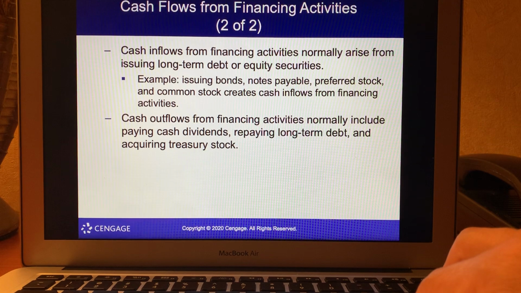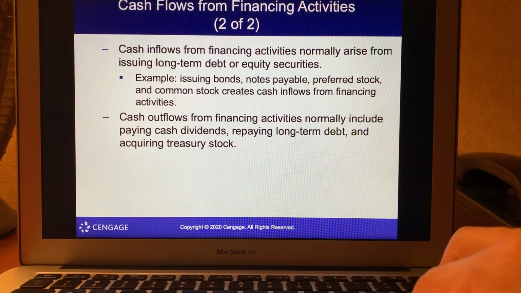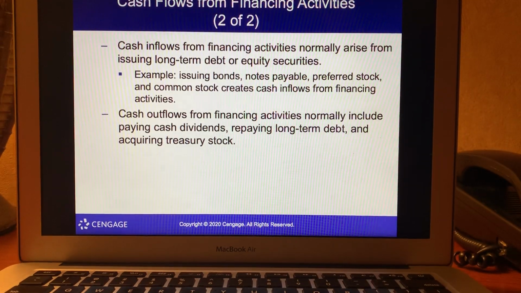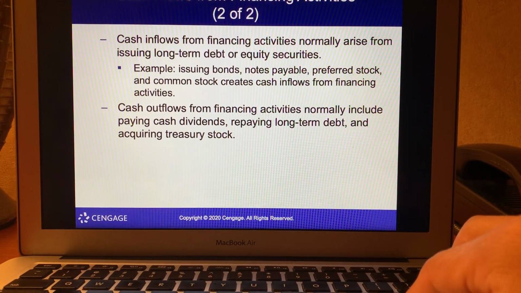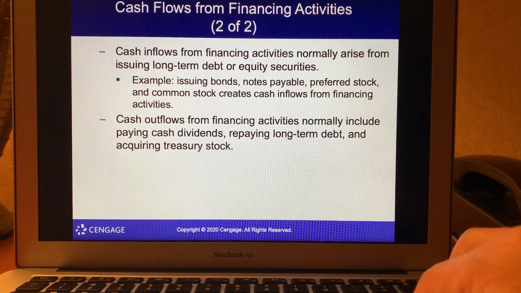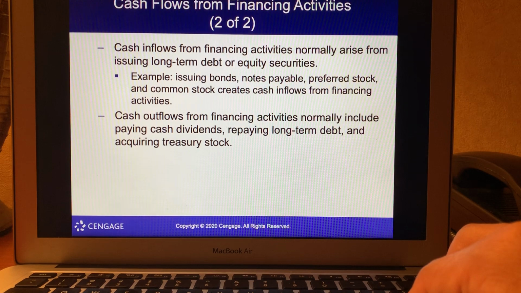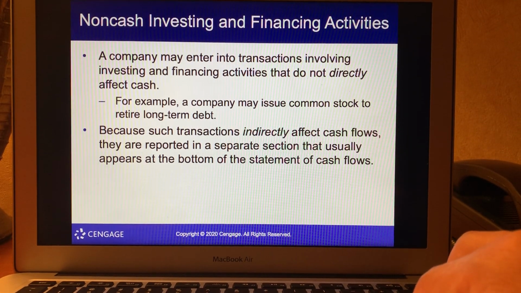Cash inflows from financing activities normally arise from issuing long-term debt or equity securities. For example, issuing bonds, notes payable, preferred stock, and common stock creates cash inflows from financing activities. Cash outflows from financing activities normally include paying cash dividends, repaying long-term debt, and acquiring treasury stock.